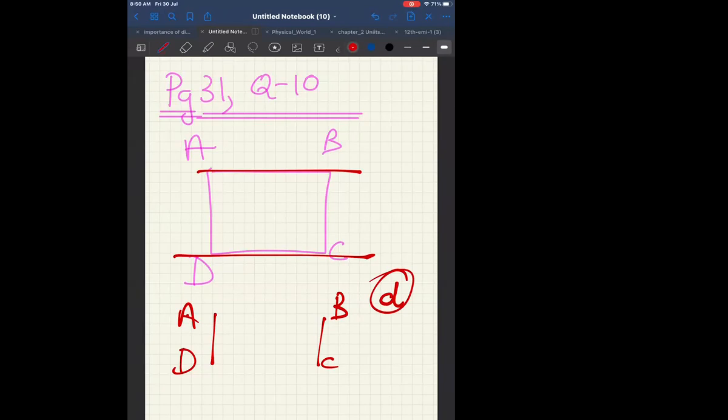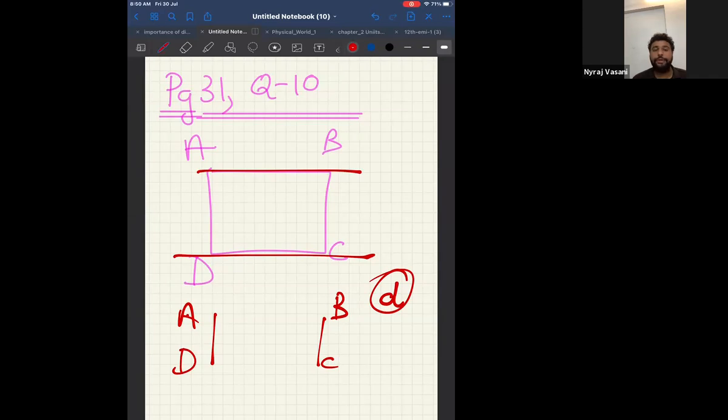Excuse me, sir. Sir, AD and BC are also parallel to each other, no? No, there is a field. We are not saying parallel to each other. They have to be perpendicular to the field. Parallel to each other, it is perfect because anything that is perpendicular to the field will be parallel to each other.